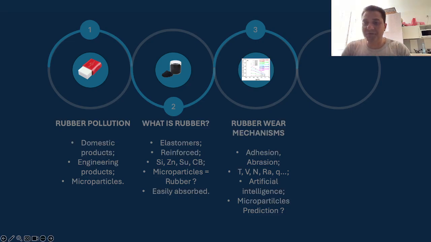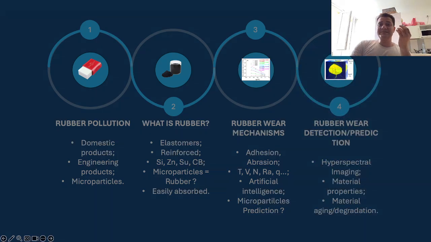Rubbers are complex materials, but also their friction and wear models. This depends mainly on the rubber type, the reinforcements, operating temperature, applied load, sliding velocity, and substrate roughness. Additionally, once a rubber component or part is being worn, it exhibits significant variations in texture, color, and material properties. And the problem with this is that these particles are not easily seen by the naked eye.